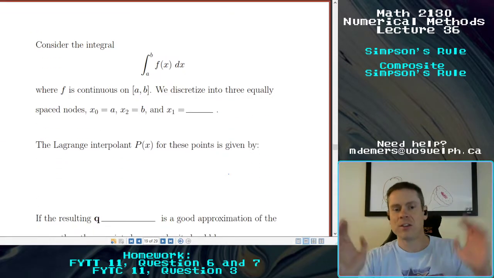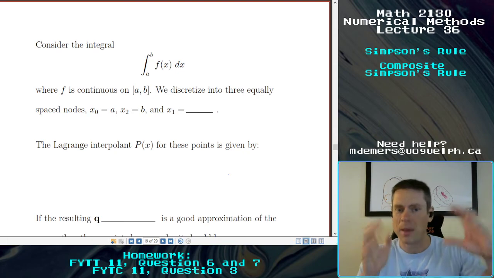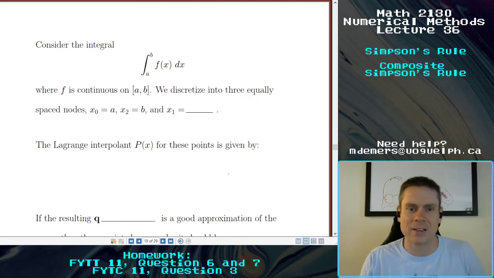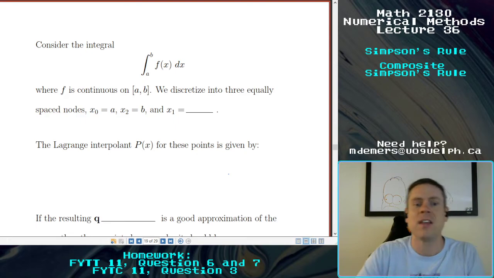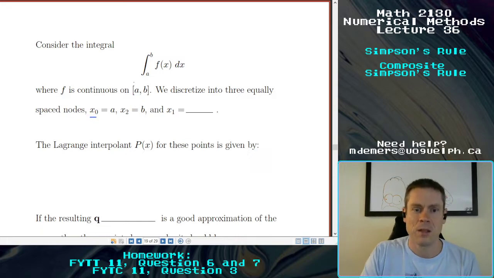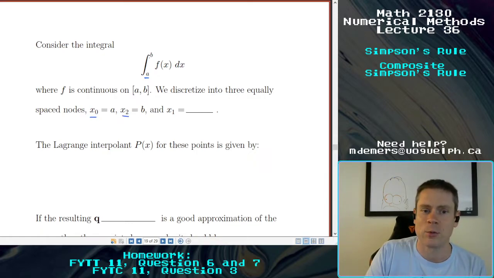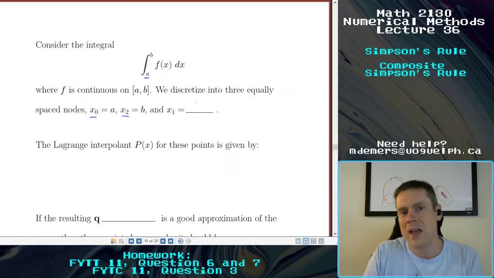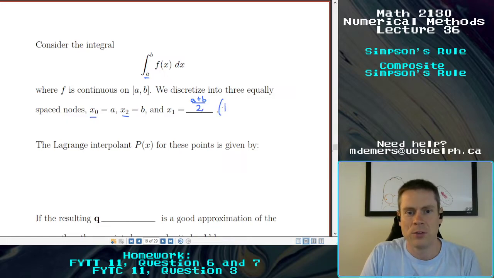So I want you to consider this integral. This is a definite integral from a to b of some f, so what we've been talking about for the last couple of lectures. f is continuous on the interval a to b. We discretize into three equally spaced nodes. We're going to call them x0, that's the a, the left endpoint, x2 equals b, so that's the right endpoint, and x1 is going to be the one in the middle. So what is the average of those two? Well, it's going to be (a+b)/2, the midpoint of the interval.